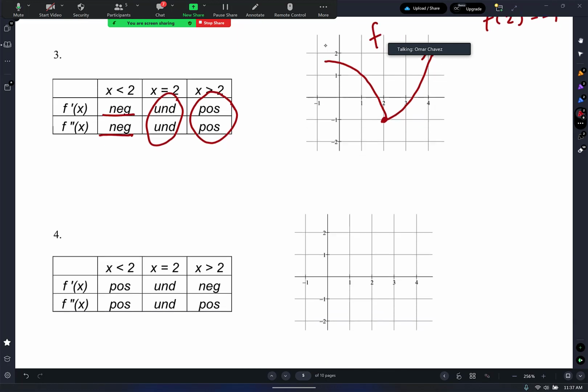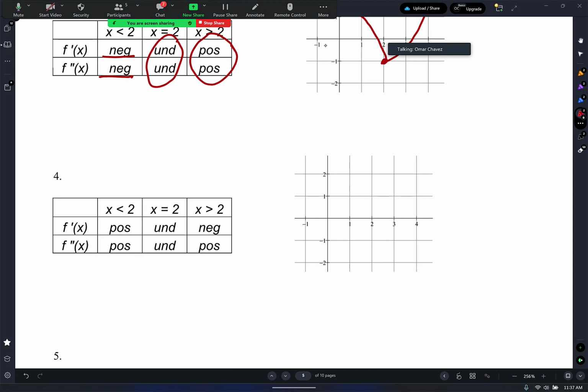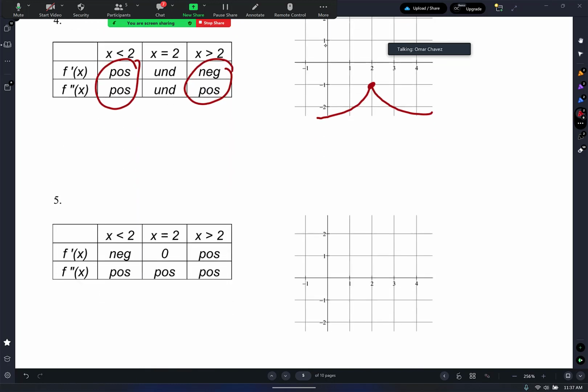Let's go to number 4. Plot that point again, (2, -1). Positive, positive. So what does that mean? Well, f prime is positive, f prime prime is positive. What does that mean? f is increasing, concave up. So I'm going to do something like increasing, concave up. Then f prime is undefined. And then f prime negative, f prime prime positive. What does that mean? Decreasing, concave up. Look at that. That definitely looks like another cusp or corner to me. We're winning.